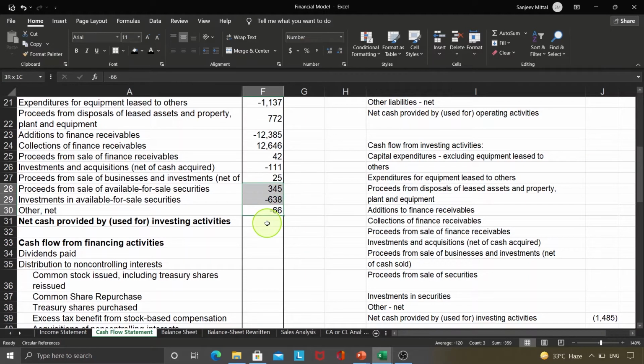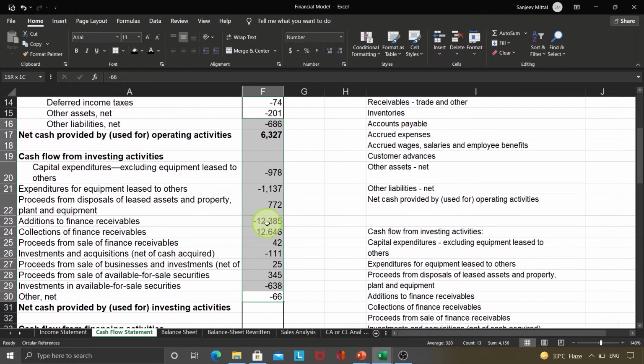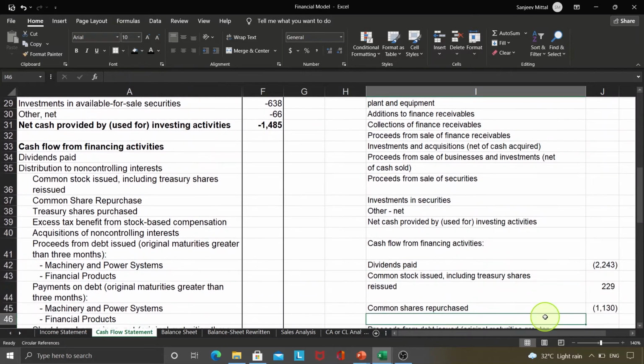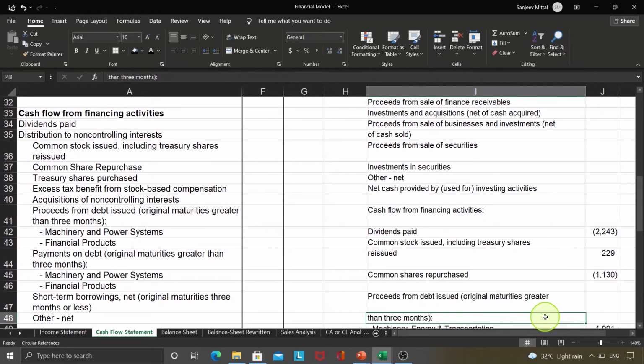Once you use it, you add all of these items, and you can simply say this number of negative 1485 is reflecting net cash used by investing activities, which you can see here, negative 1485, and this number I am showing you here. Now, finally, after that, we are having our cash flow from financing activities.